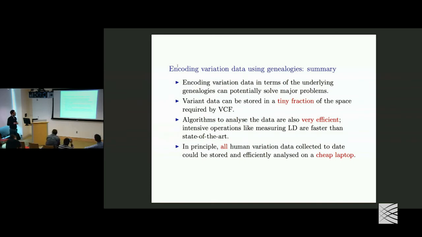So what we showed is that we can potentially store data in a tiny fraction of the space, and we can also potentially run algorithms substantially faster than possible. Is there a convenient way by which to associate individual specific information beyond simply the genotype in the tree structure?